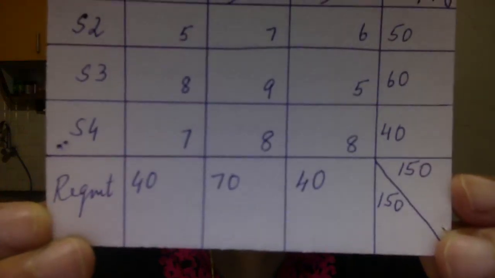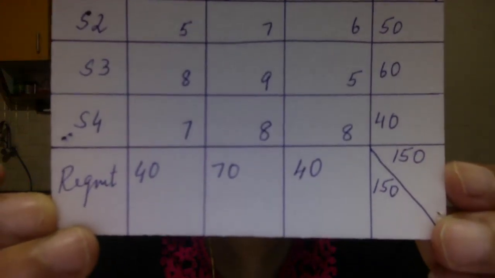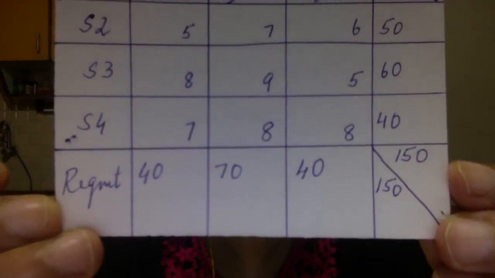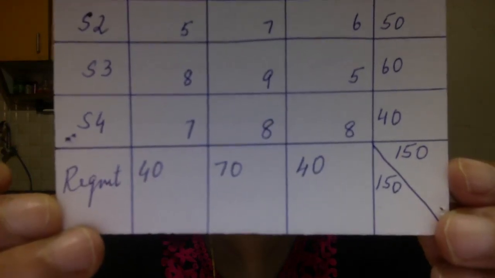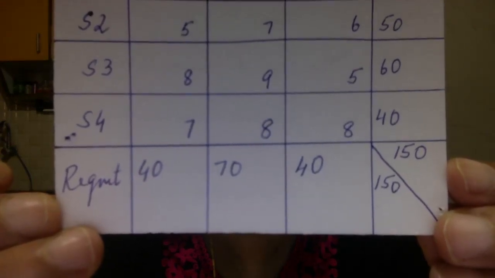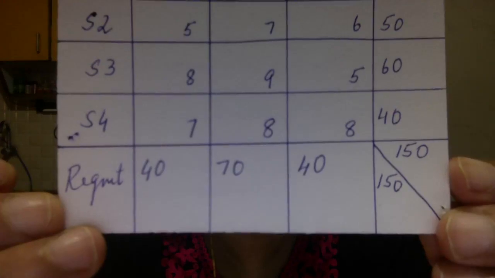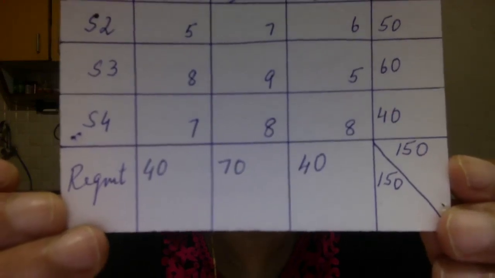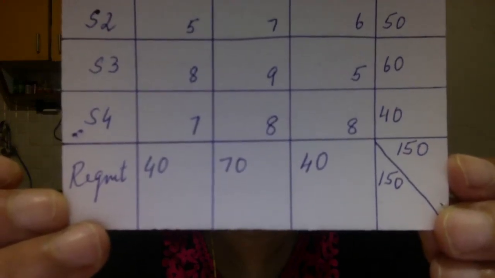And requirement is 40, 70, 40. Yeah, correct. 150. So your new matrix will be like this. Your new matrix is like this.